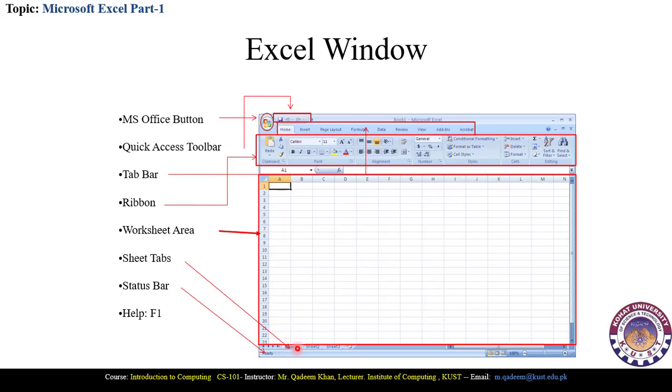You can see that by default there are 3 sheets here with us. You can add new ones as well. There is a small button. Click on the small button to add new sheets here, and you can also rename these worksheets. This is the status bar and this is the help, F1. If you press F1 or just click this help, you will be provided with help, and then you can type any query there, and Excel will answer you.